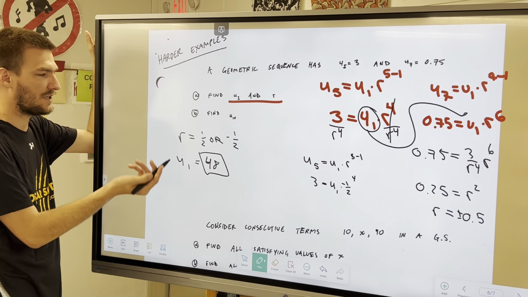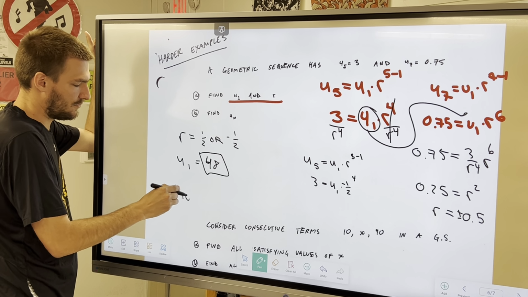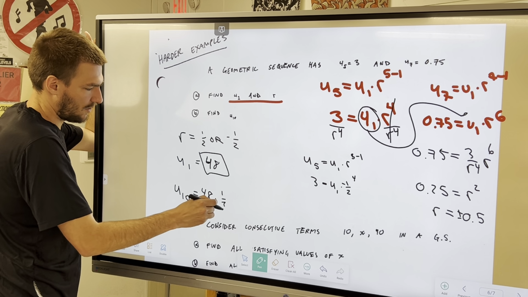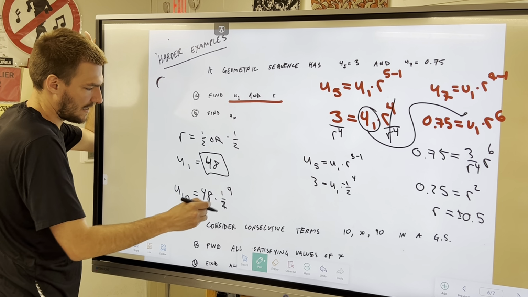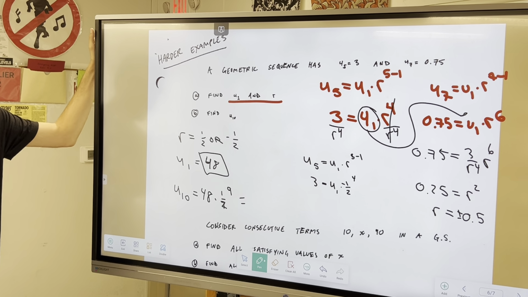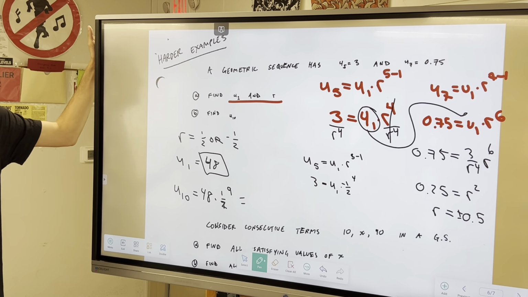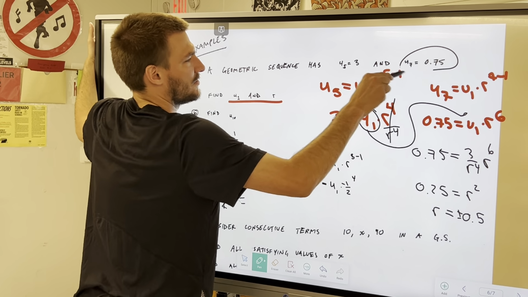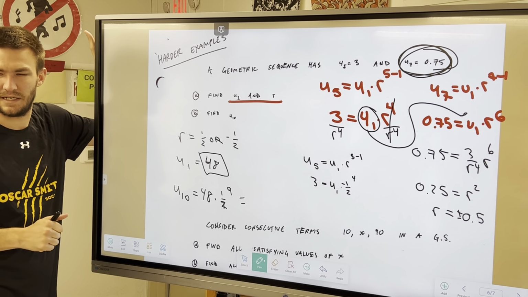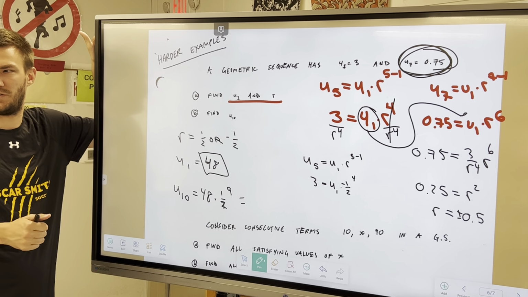Find U10, it should now be pretty easy because we have the R's and the U's. U10 is equal to the first term times R power 9. Now that's gonna be a pretty nasty fraction. Let's just go with decimals, especially because they started us off with decimals here anyways. Anybody got, it's like pretty weird decimals, got 0.9 or something like that, 0.09.